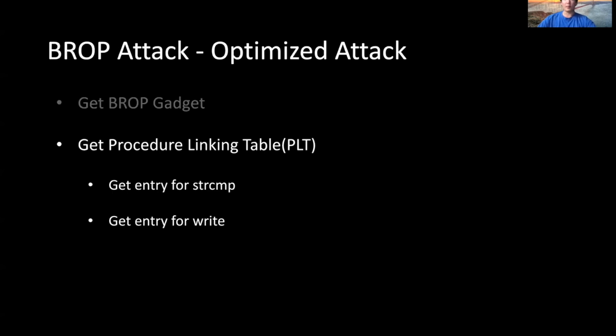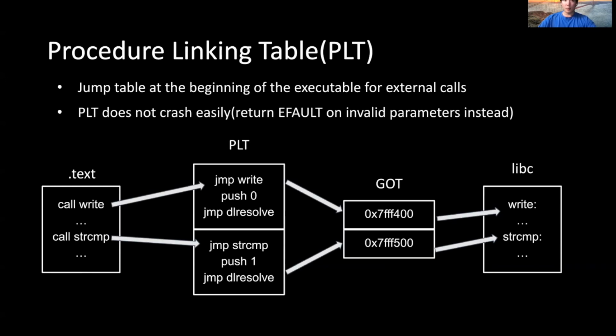We have identified the BROP gadget now, and we can move on to finding the PLT. A procedure linking table, PLT, is a jump table at the beginning of the executable for external calls. This means that a call to a library call will be a call to PLT, which dereferences the global offset table, GOT, and jumps to the address in GOT. PLT does not crash easily, and therefore we can find the PLT more easily.